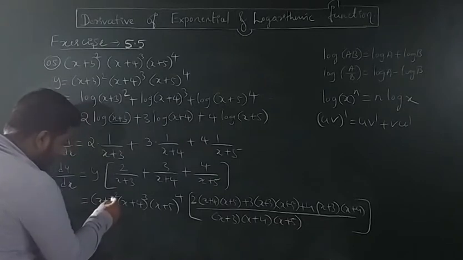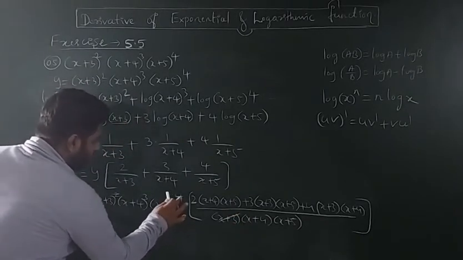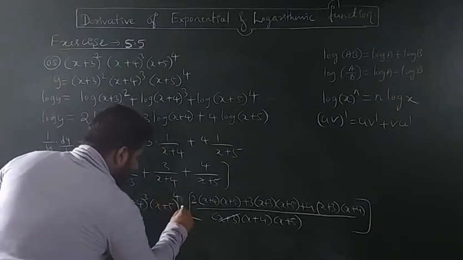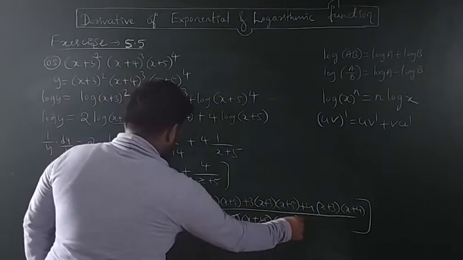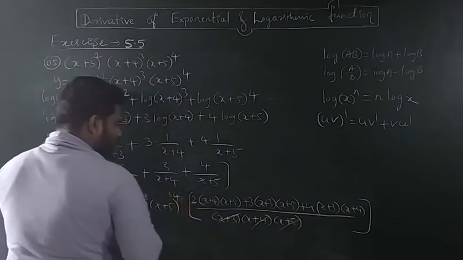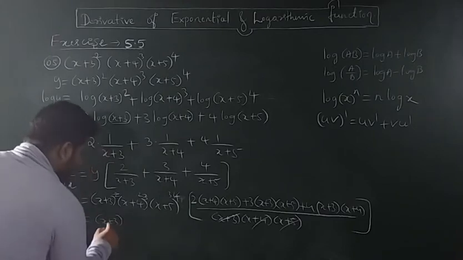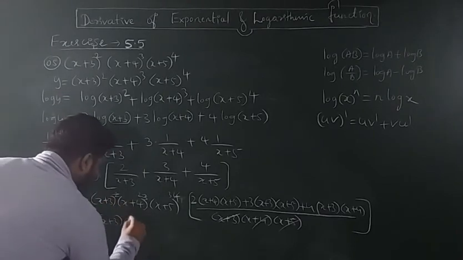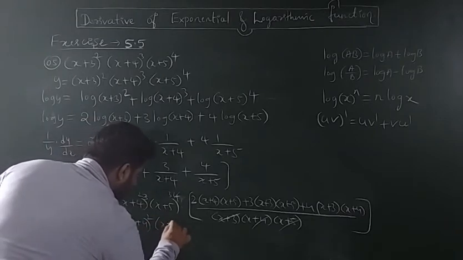So one of each term will cancel here. 2 are there, so 1 will be cancelled because it is a multiplication sign here. So 3 are there, 2 remaining. 1 gets cancelled. Here 4 are there, 3 remaining. So lastly, we write x plus 3, so here 1 is remaining, here 2 are remaining. x plus 4 raised to 2, x plus 5 raised to 3.